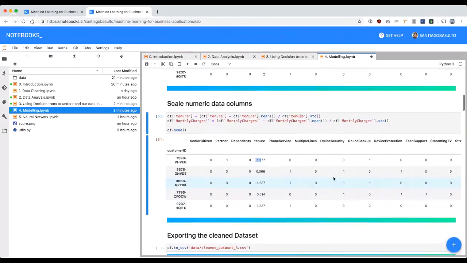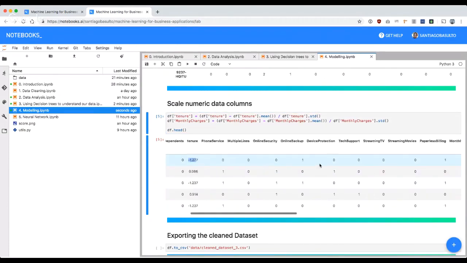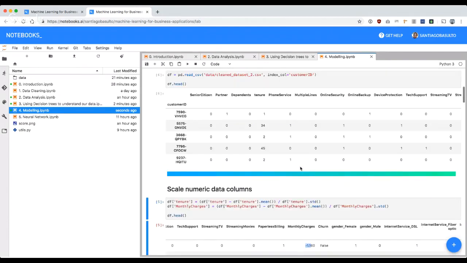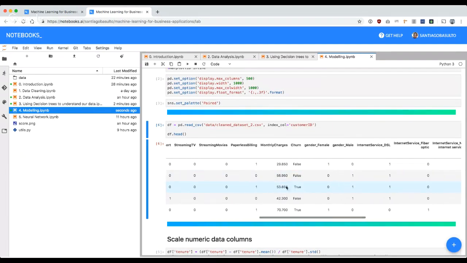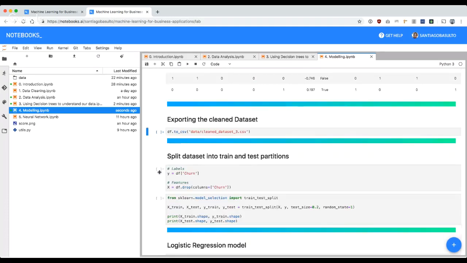So scaling for both tenure and monthly charges, now we're going to see that they are both with the same scale: 1.27 and monthly charges is 1.16, even though originally they did have very dissimilar units. 2.45 and monthly charges were 53.42. Very dissimilar units. We're going to export it in case we need it later.